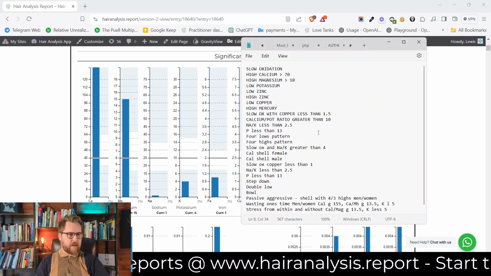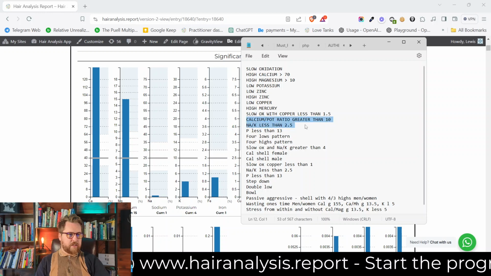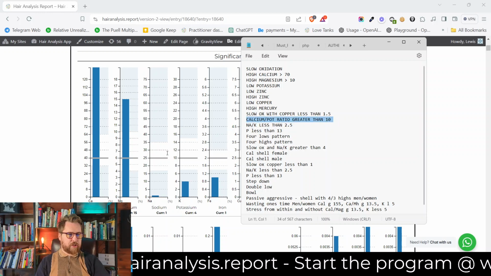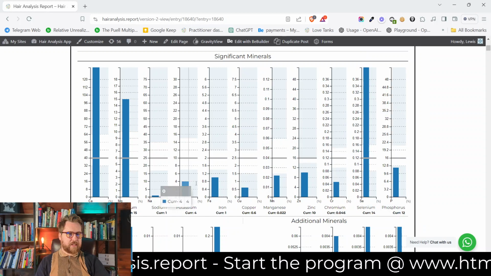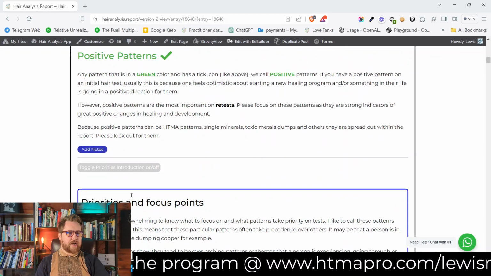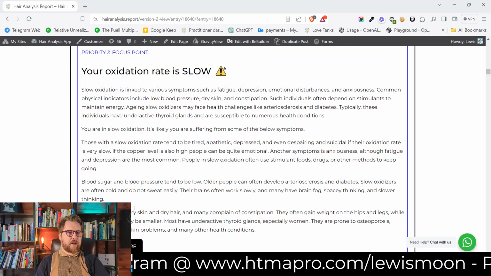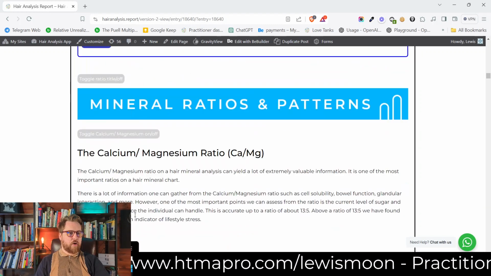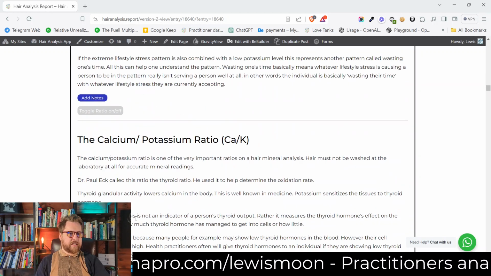So the next one is a calcium potassium ratio greater than 10. The calcium potassium ratio is this one. It's indicative of thyroid effect. So the thyroid gland hormones on the cells.